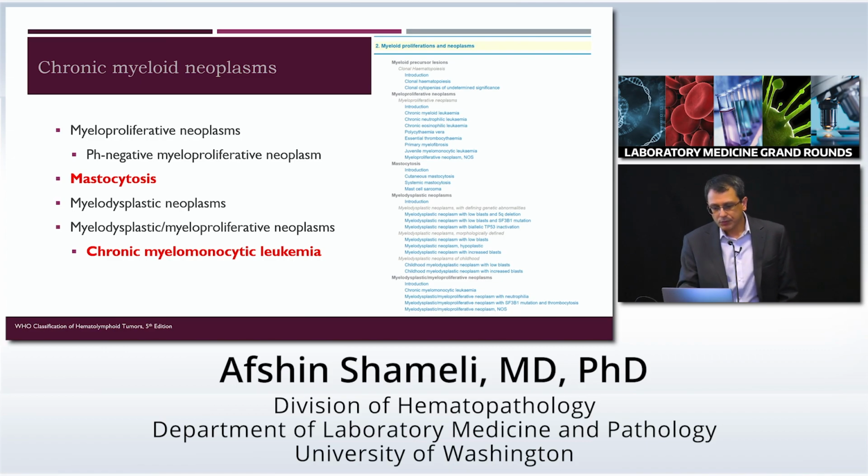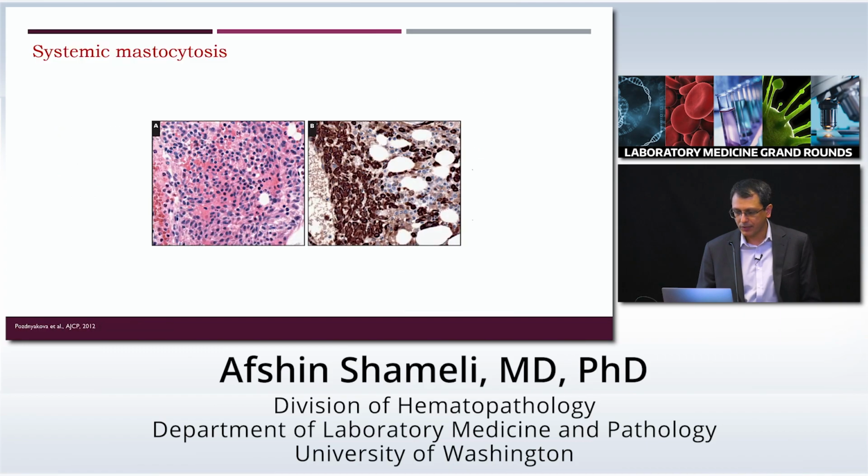With regards to diagnostic criteria, there are two categories, mainly systemic mastocytosis and chronic myelomonocytic leukemia, in which the immunophenotyping of the neoplastic cells has been incorporated into diagnostic criteria. Systemic mastocytosis is the proliferation of mast cells in extracutaneous tissue that commonly involves bone marrow.